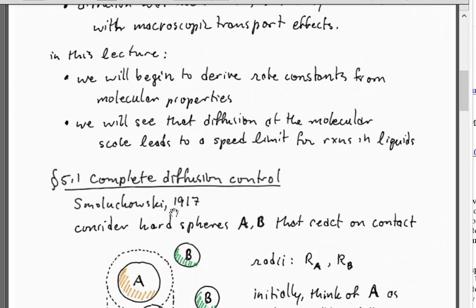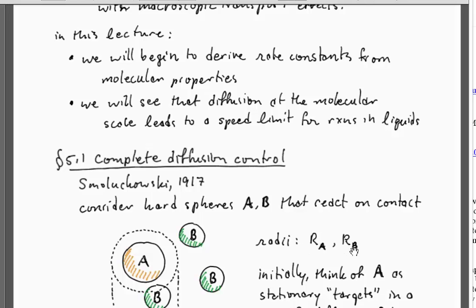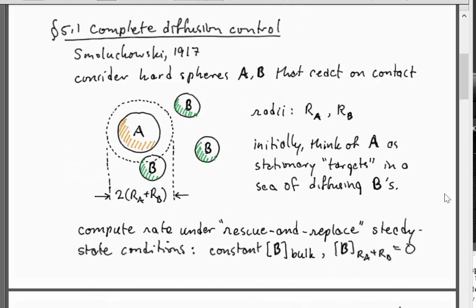This is a theory that goes all the way back to 1917. It's a really beautiful piece of work by Smoluchowski. So we're going to think about hard spheres of two different kinds, A and B. They react on contact with each other. Particles A have radius RA and particles B have radius RB. So we're going to compute the rate under these rescue and replace conditions.